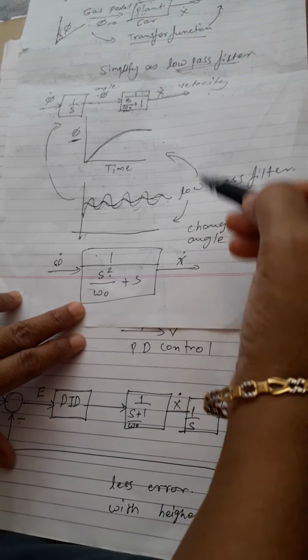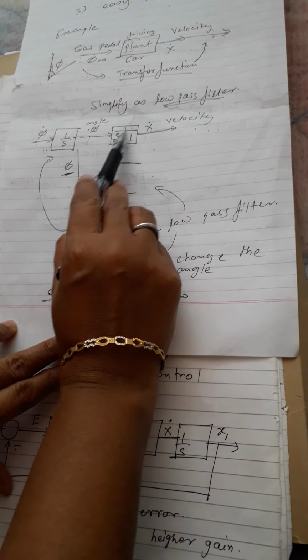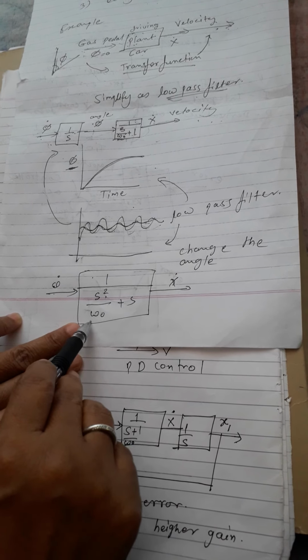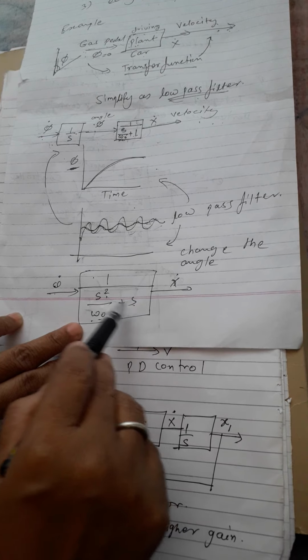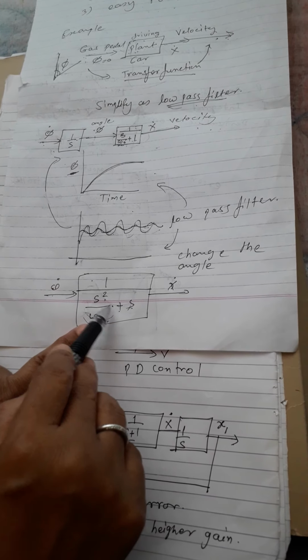See, the integral we have used here for the low pass filter. Here the low pass filter has been used. So here the integral is used, 1 upon S square upon W naught plus S. So this equation we will get, and we have to add this 1 upon S here in the transfer function.